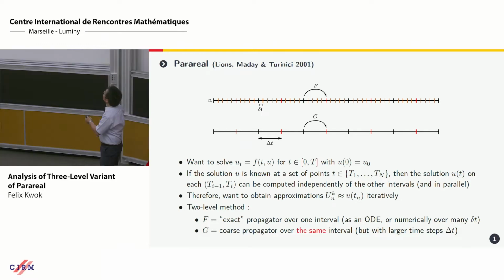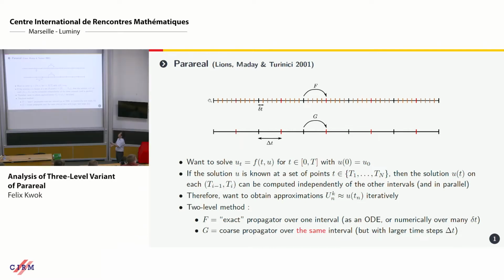It goes over the same subinterval, but this is supposed to be a coarser approximation, so maybe either lower order or you take larger time steps. But F and G go over the same interval. It takes you from one point to the next in time, at the same place. It's a two-level method. That's why I have the fine propagator and the coarse propagator. And then the approximations at these time points are denoted by U_N, where N is the index for the time points, and I'm running an iterative method, so the iteration count is the K in the superscript.